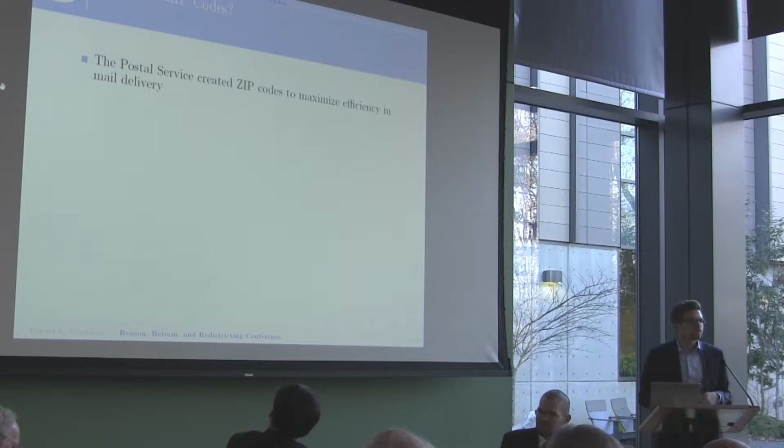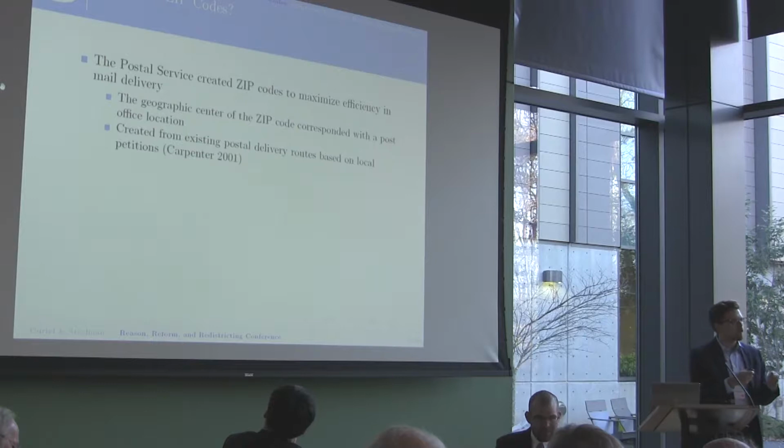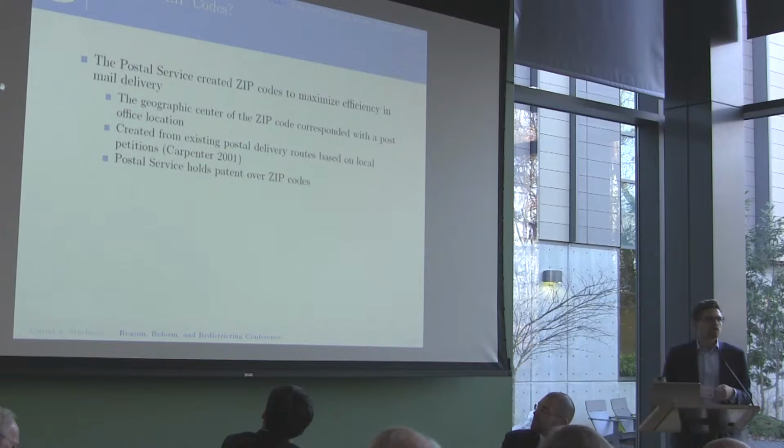Zip codes were created in the 60s to maximize mail efficiency. They were designed so that the geographic center of the zip code was the post office, and the boundaries were drawn around existing postal delivery routes that had been created through local petitions throughout American history. To this day, the Postal Service holds the patent on the use of zip codes and their design. And for the most part, zip codes are pretty set in their shape.